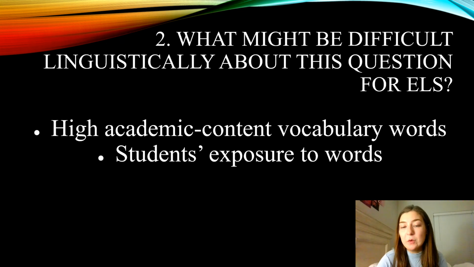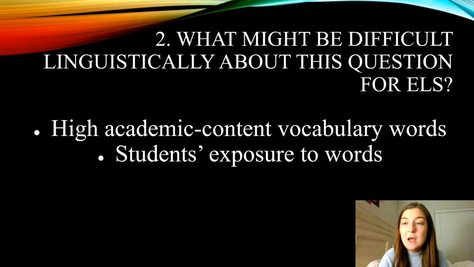So what might be difficult about this question linguistically for English learners? English learners may have a very hard time being able to dissect this question due to its extremely heavy reliance on high academic content vocabulary words, like the words balance and income and expenses and budget. These are words that not even a native speaking fifth grader would use in their everyday vocabulary, let alone English learners.